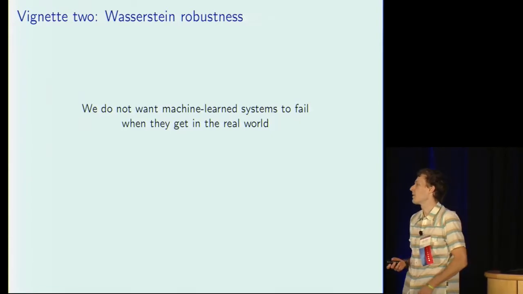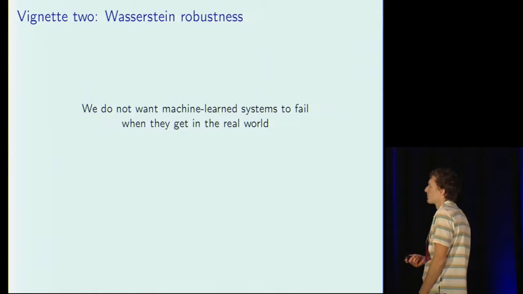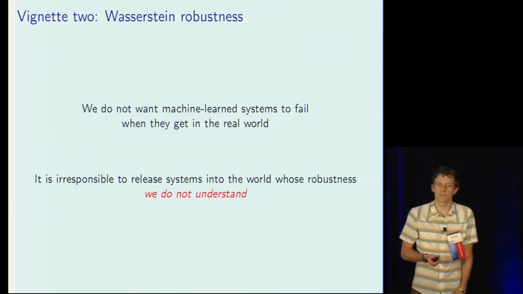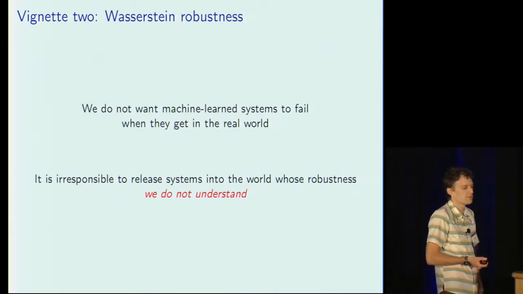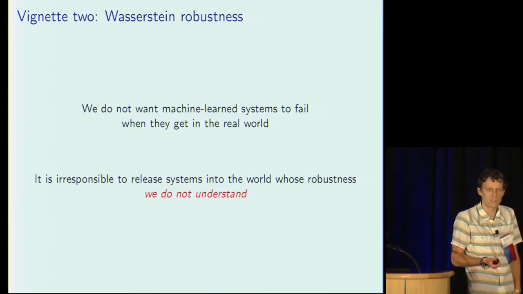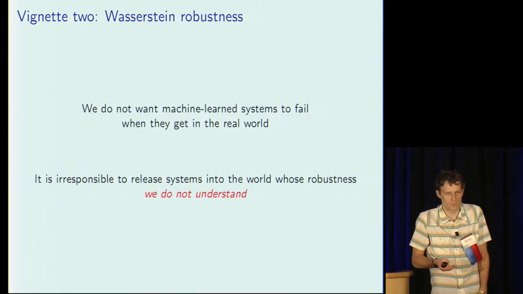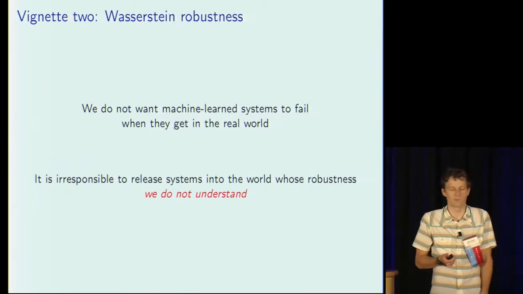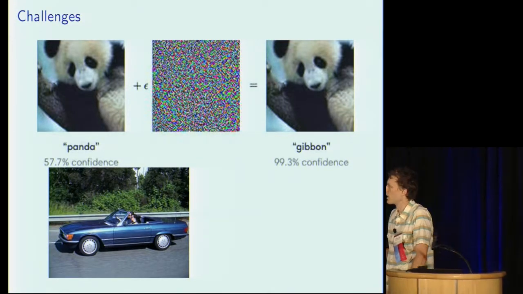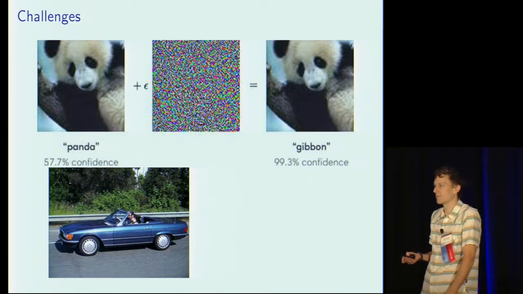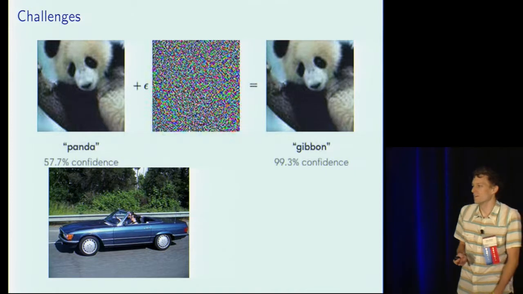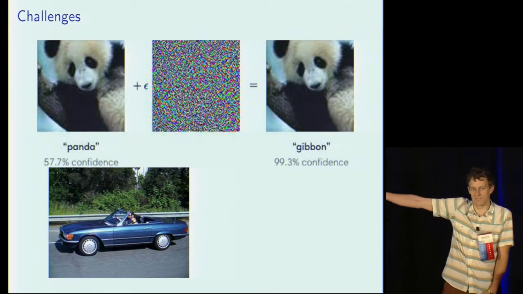I started this talk by motivating that we don't want machine learned systems to fail when they get into the real world. And perhaps even more saliently, it's a little bit irresponsible for us to release systems into the world whose robustness we don't understand. We've seen recent examples in the news of major failures because perhaps we didn't understand what some of the failure modes of our systems were. And our challenges, of course, are this image challenge where we add imperceptible noise and it changes pandas into gibbons. We try to learn to drive in California and then we go to Fargo. Remember, Fargo is the leftmost picture on the bottom.